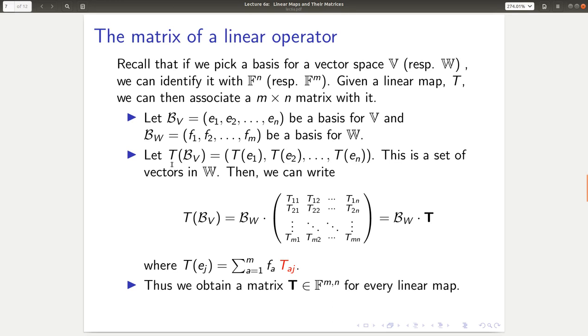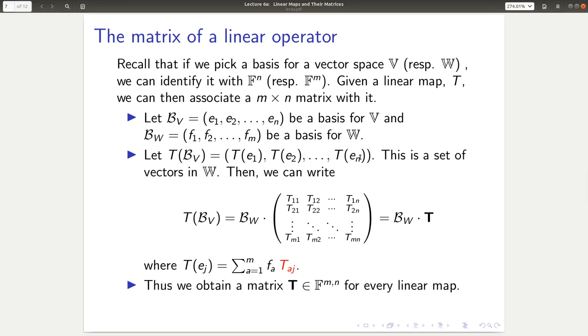So now I'll just define. You're giving me a linear map, that means from V to W. Let T be some linear map. And so we want to first work out what it does to the basis vectors. So you just create this row vector, which is the image of E1, E2, En under the map T. So we just write T of E1, T of E2, and so on and so forth.